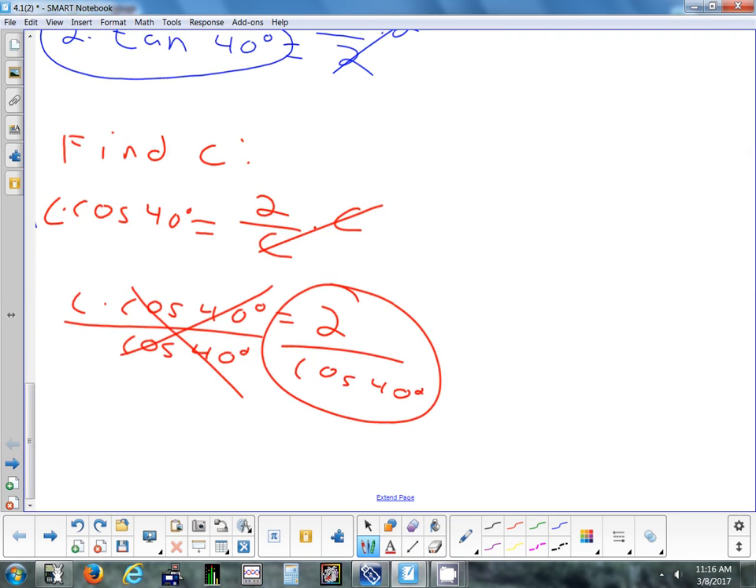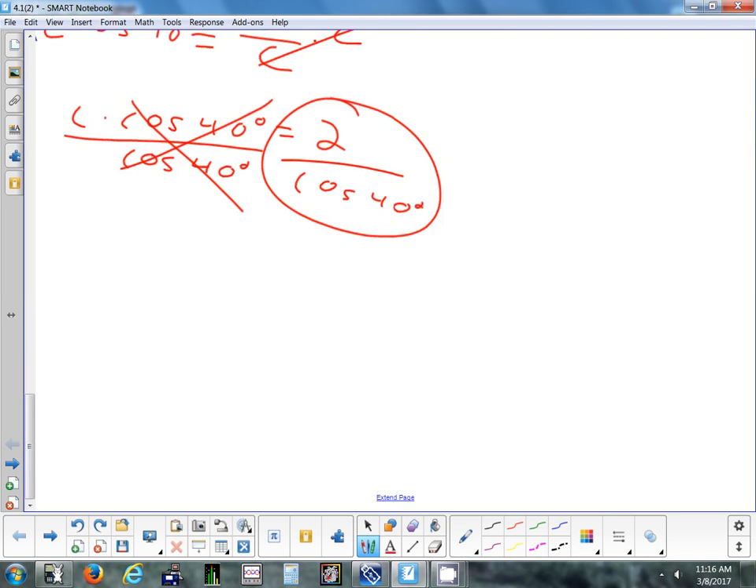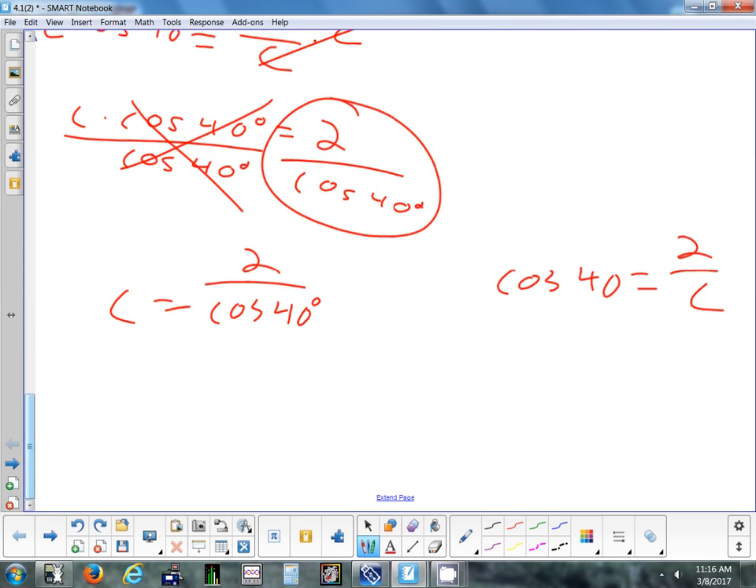So notice what happened between this and the original problem. This is our final answer. C is 2 divided by cosine 40. Okay, the original equation I had was cosine 40 equals 2 divided by C. How did we get from this to that? If you just look at it visually, what did you do? Divide both sides by C, divide both sides by cosine.